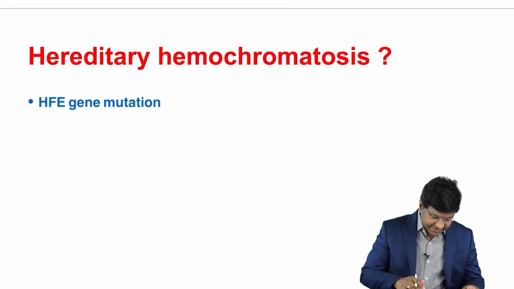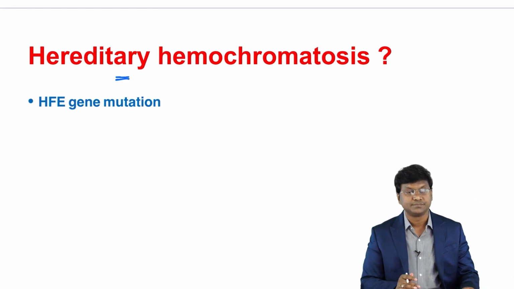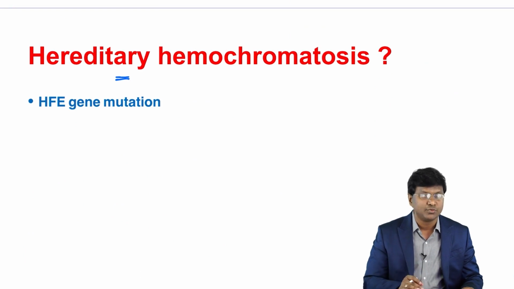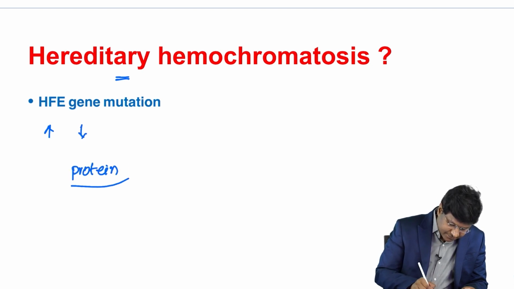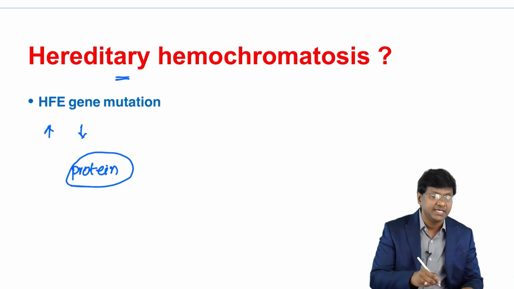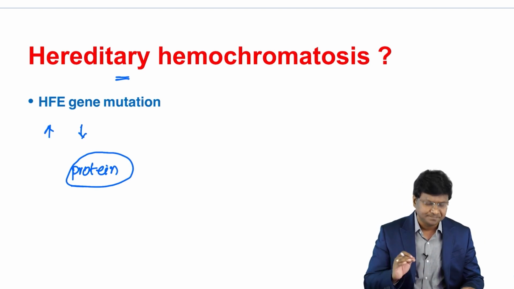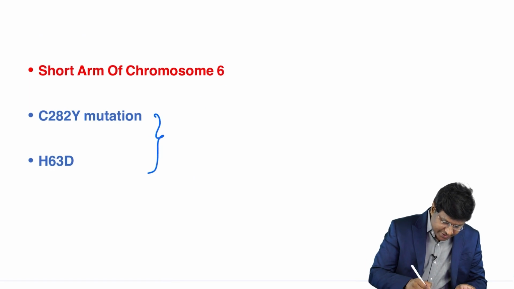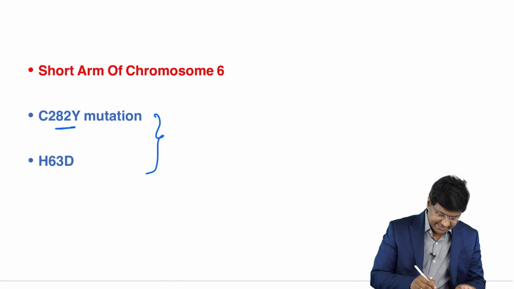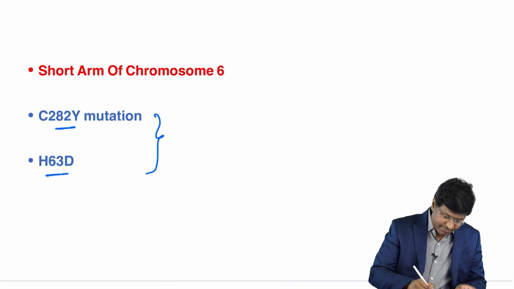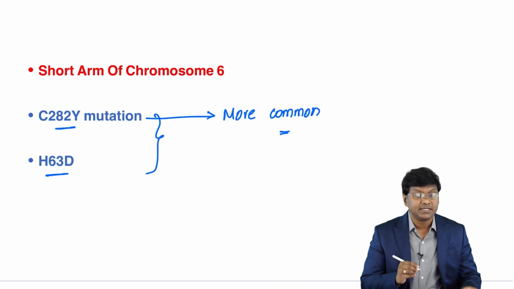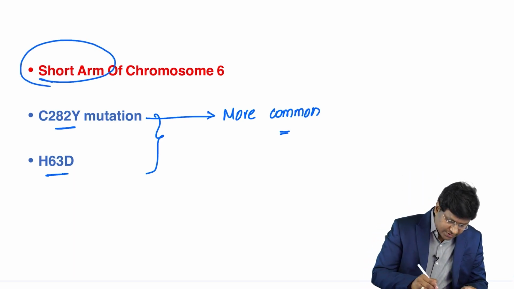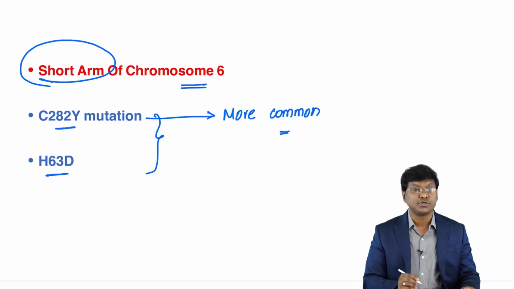Then, followed by that, the question was on hereditary hemochromatosis. What is the gene which is mutated in hereditary hemochromatosis? The gene which codes for the protein HFE will get mutated, so it is an HFE gene mutation. The mutations are C282Y and H63D, but the C282Y mutation is more common. This HFE gene is present on the short arm of chromosome 6.